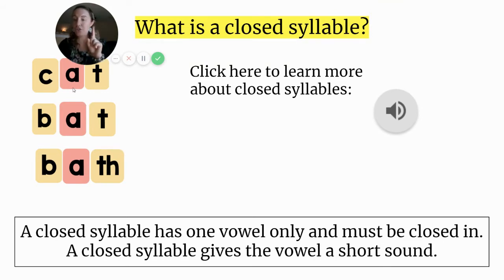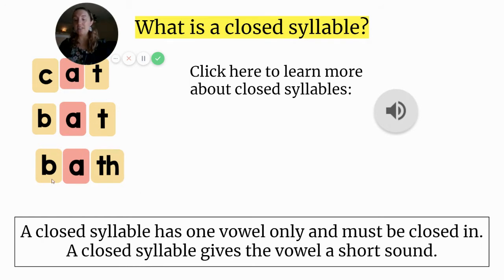Let's look at cat. Cat has one short vowel. That's a check on our closed syllable list. And it's closed in by consonants. That's another check on our closed syllable list. The word bat. There's one short vowel. That's a check. And it's closed in by consonants. That's another check.